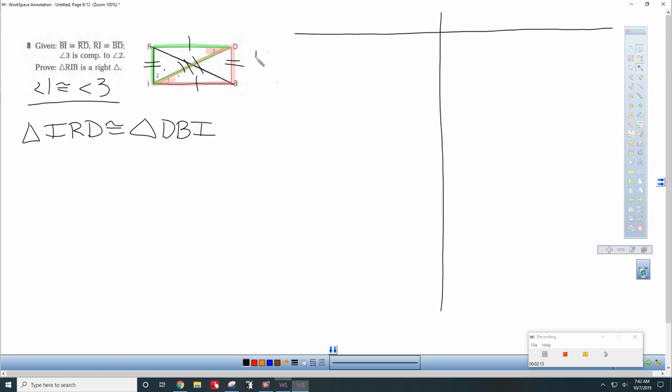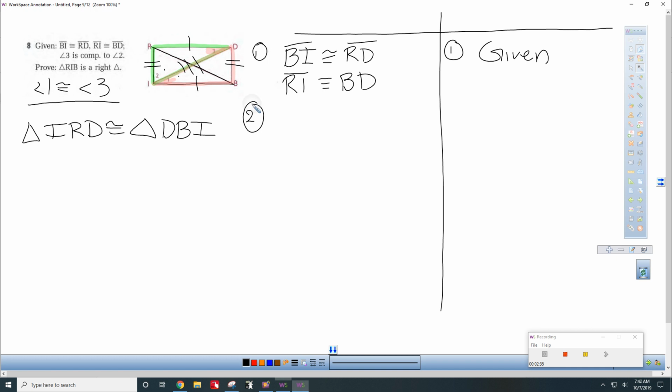So, step 1. BI congruent to RD. RI congruent to BD, and that's given. I may not have enough room to get this whole thing in. We'll see. I'm going to have to scroll down. No big deal. Step 2, ID. Oh, yeah, I did. Thank you. I'll just include it later. Okay? ID is congruent to DI.